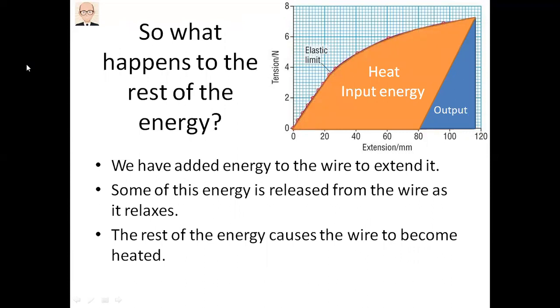So what happens to the rest of the energy? We have added energy to the wire to extend it. Some of this energy is released from the wire as it relaxes, and the rest of the energy causes the wire to become heated. Some energy will be used for stretching, and some energy will be wasted as heat energy. So the area under the line, again, is going to give us the first area, the heat input energy, and the second area is going to be output energy.